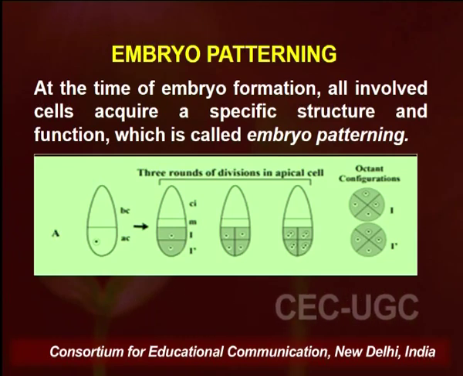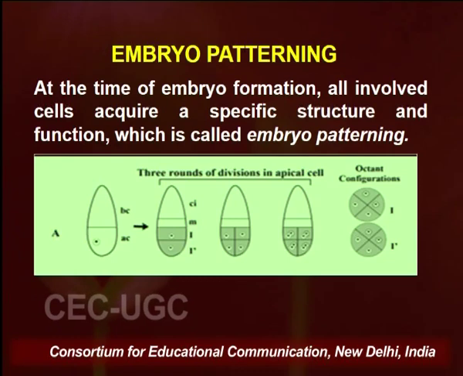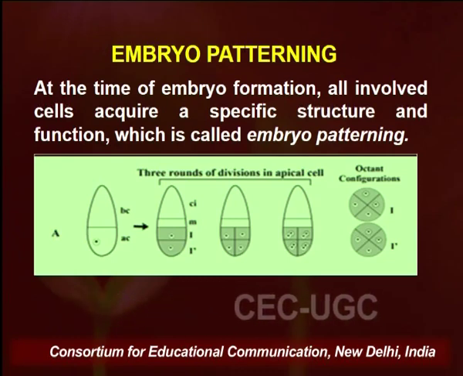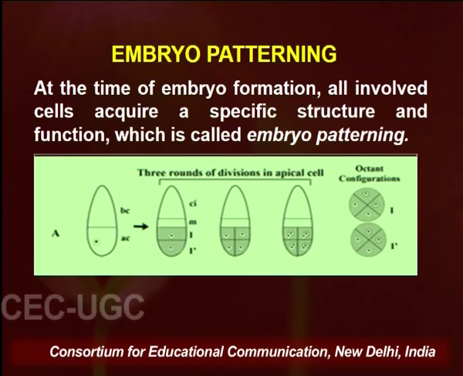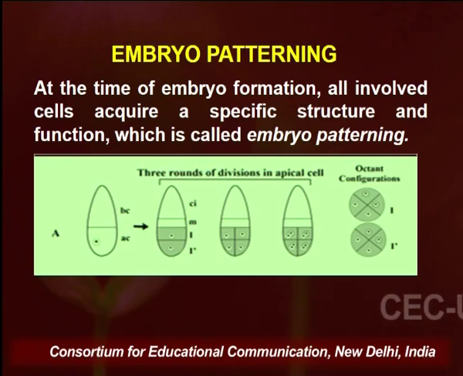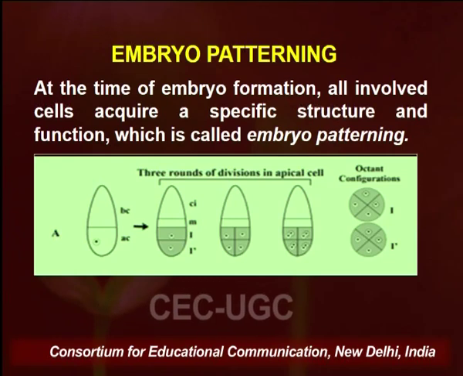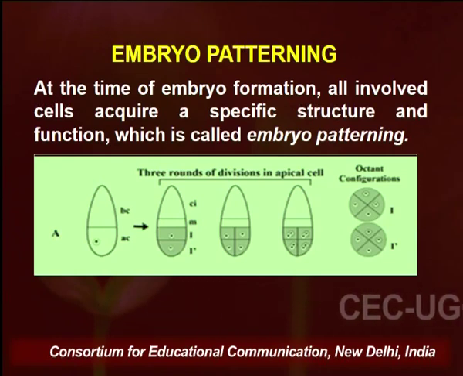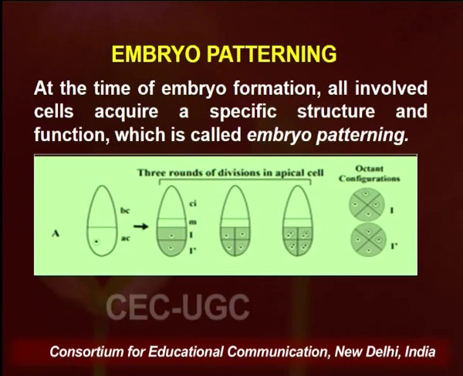So, whenever divisions are taking place in the zygote, each cell takes up a different function, it has a different size, it has a shape, and of course, then they have a specific structure. So, when we assign a specific structure and a specific function to a particular cell which is contributing to the formation of embryo, the whole process is called embryo patterning. So, basically how the cells differentiate to perform different functions as an embryo, that is what we call embryo patterning.